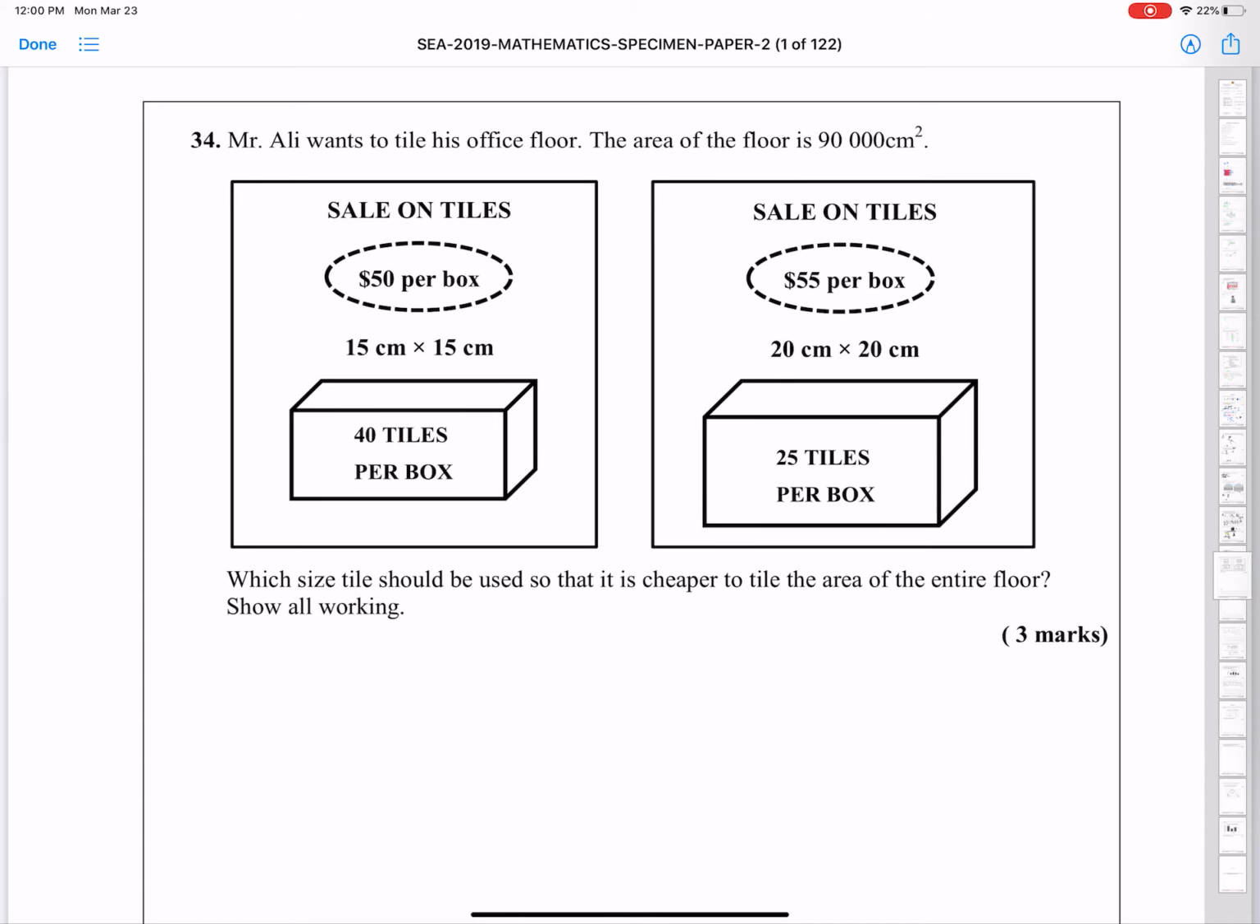How do you find out how much money you pay for the tiles? Well, first of all, you have the area of the floor. You need to know the area of the floor. You need to know the area of a tile. And when you divide the area of the floor by the area of a tile, then you know how many tiles you need. So let's start with that. The area of the floor is already given to us. It is 90,000 square centimeters.